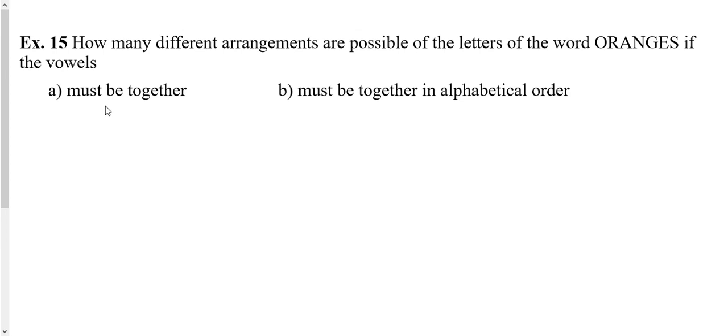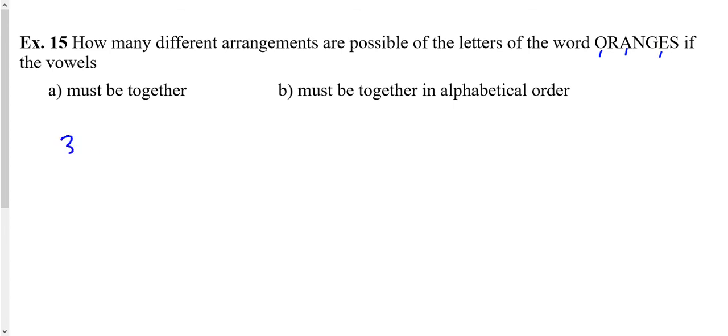In our last example here, we have how many different arrangements are possible of the letters of the word oranges if the vowels must be together, and then if the vowels must be together in alphabetical order. So right now, what are our vowels? How many vowels do we have? In total, we have O, A, and E. So we have 3 vowels.